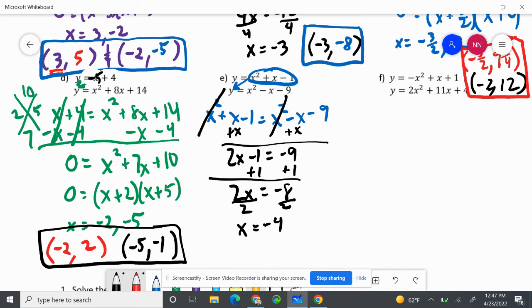So I'm going to take the -4 and plug it in. -4 squared is 16. -4, when I plug it into the x, is a -4, and then -1. 16 minus 4 is 12. Minus 1 is 11.